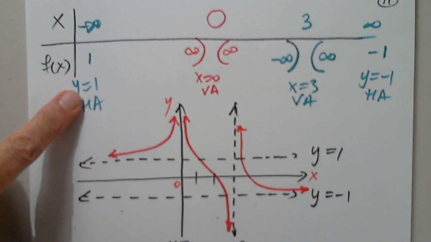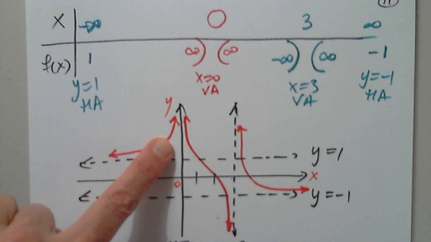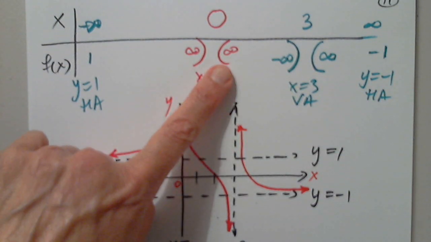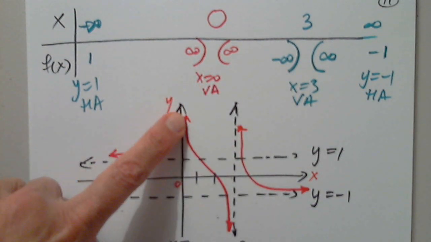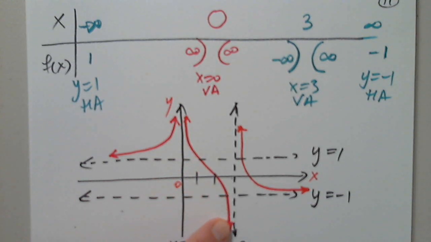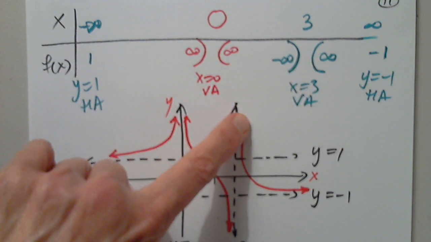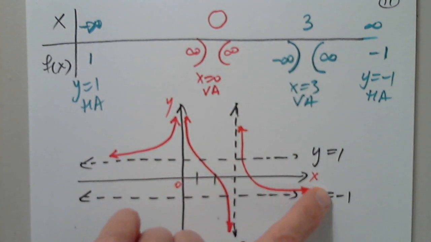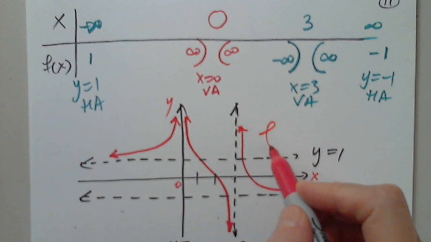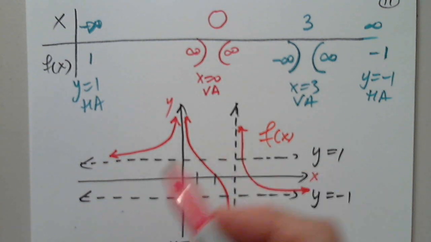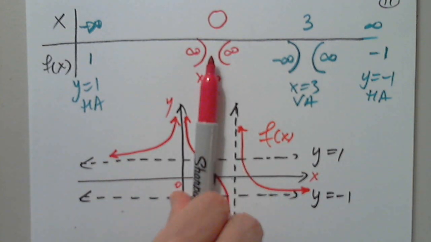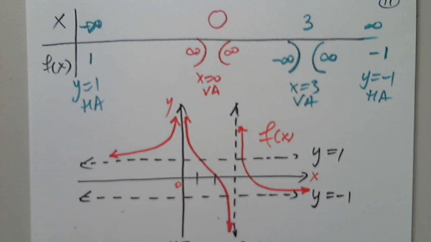Again, from 1 to infinity. From infinity to negative infinity. From positive infinity to negative 1. This is my example. You can get fancy and do other things and put another vertical asymptote here if you want or whatever. But this is the simplest possibility.